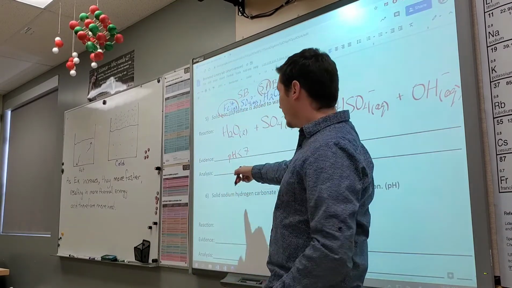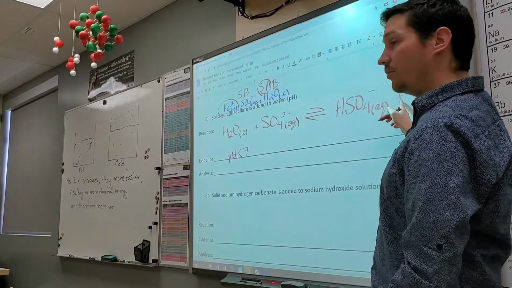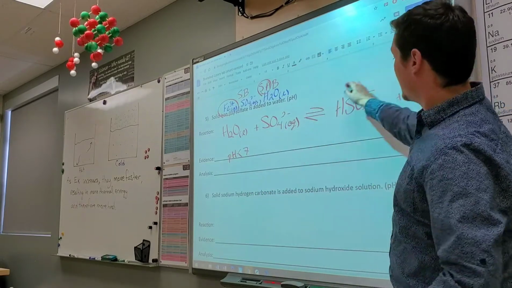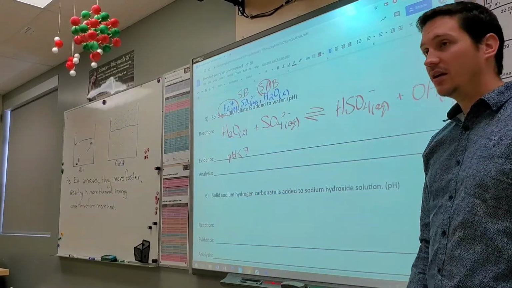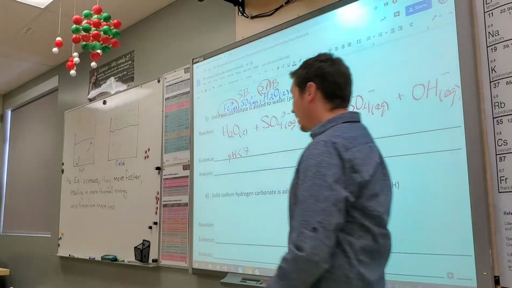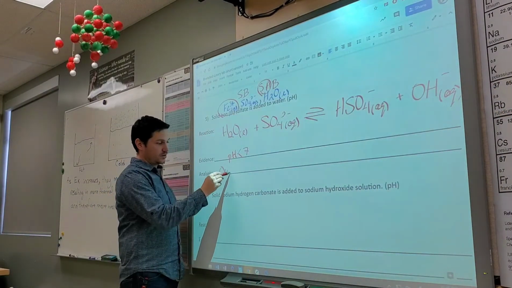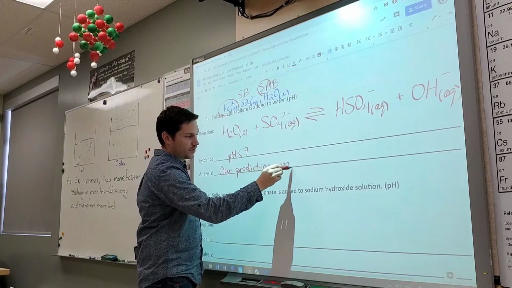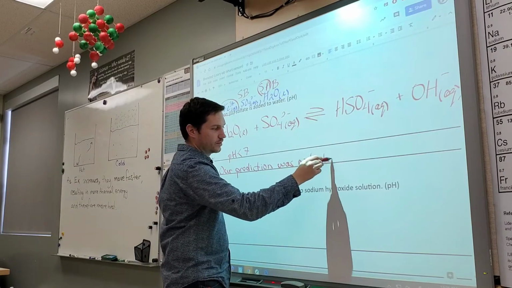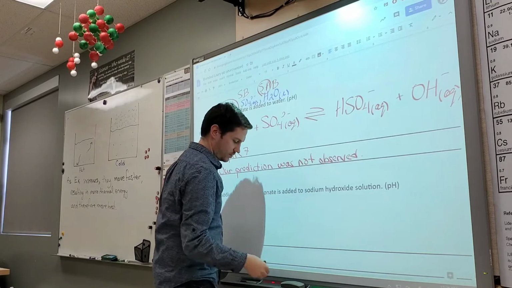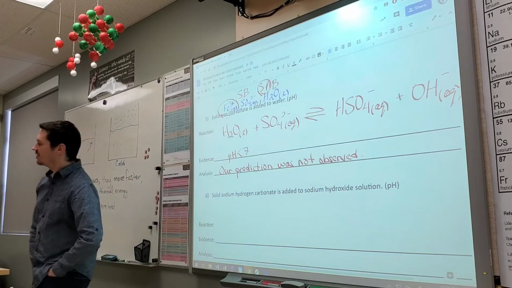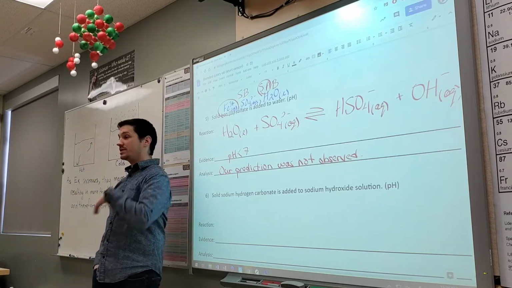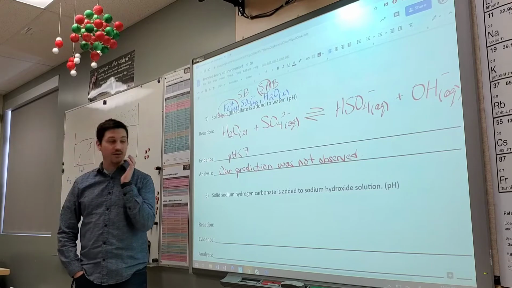And the analysis, does the evidence match with what we predicted? Should this mixture here have a pH less than 7? No, it shouldn't. So our analysis is our prediction was not observed. Do you know what I mean? There's something wrong with our definition of an acid. Now, the Bronsted Lowry theory of an acid is still good. It still works 90% of the time, okay? But it's not the best.